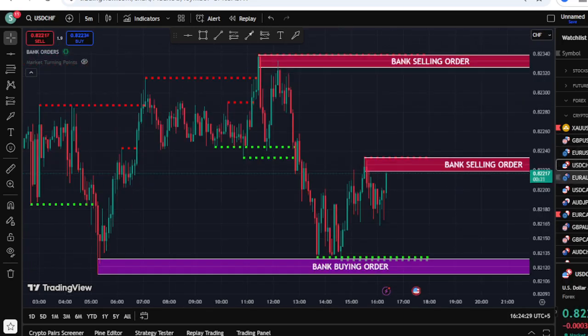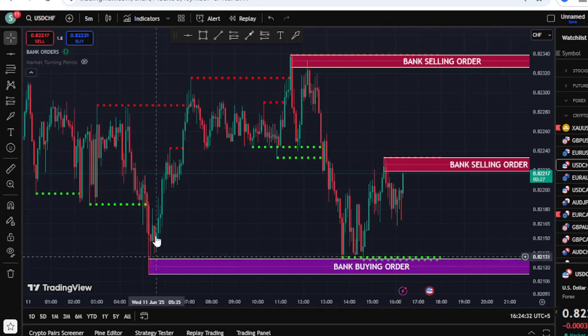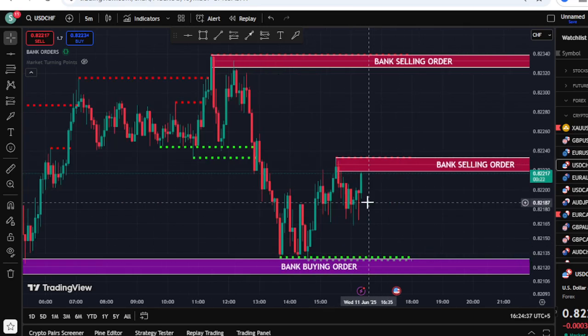So these are the static levels that can appear. For example, this level appeared on that move, but now this level is retested and you can see the price went up. So guys, these are the two powerful indicators that I am showing.